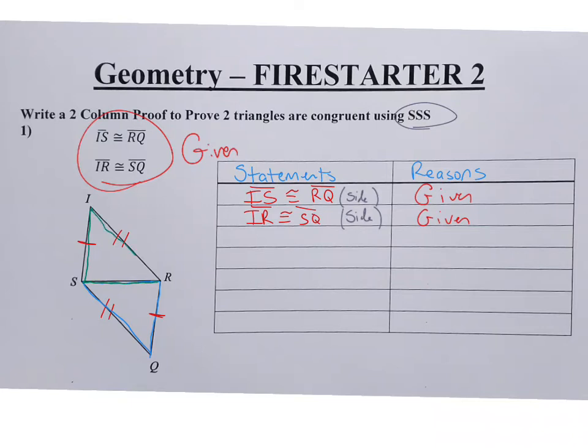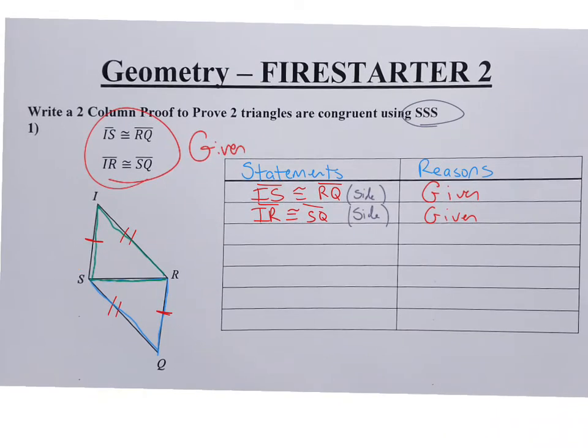And hopefully you guys can see that this segment, SR, is blue and green. We call that a shared side. So SR is part of the top triangle, ISR, and it's part of the bottom triangle, QRS.